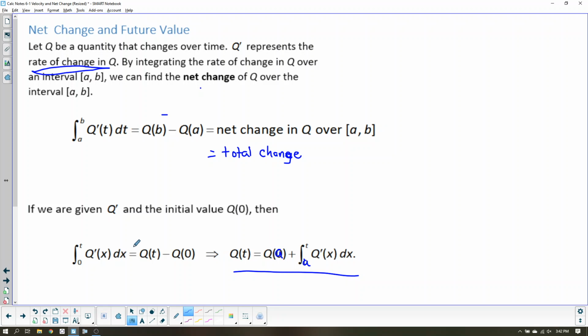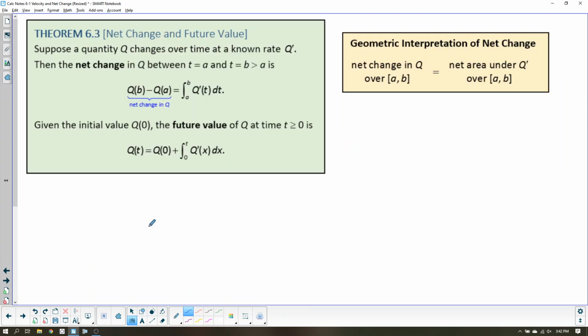Okay, so this next table just restates that exact same thing in both formulas. This also gives us a geometric way of thinking about net change. So the net change in some quantity over an interval AB is equivalent to the net area under the derivative. Not the net area under Q, but the net area under the derivative is the same as the net change in that amount.